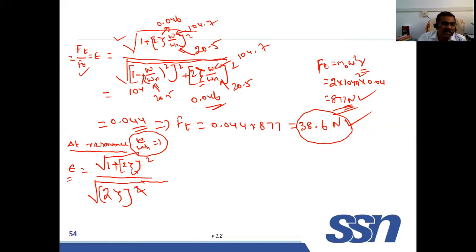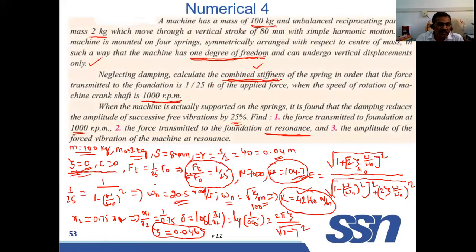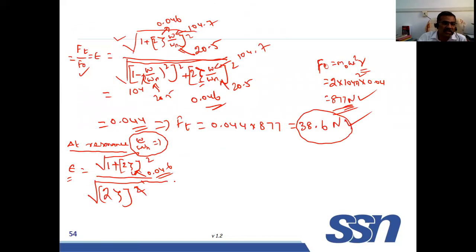So in this equation, by substituting the value of psi, you can find the value of transmissibility. What is the value of psi? Psi is equal to 0.046. If you substitute this, you can find the transmissibility, that is equal to 10.92. So what is the value of Ft?